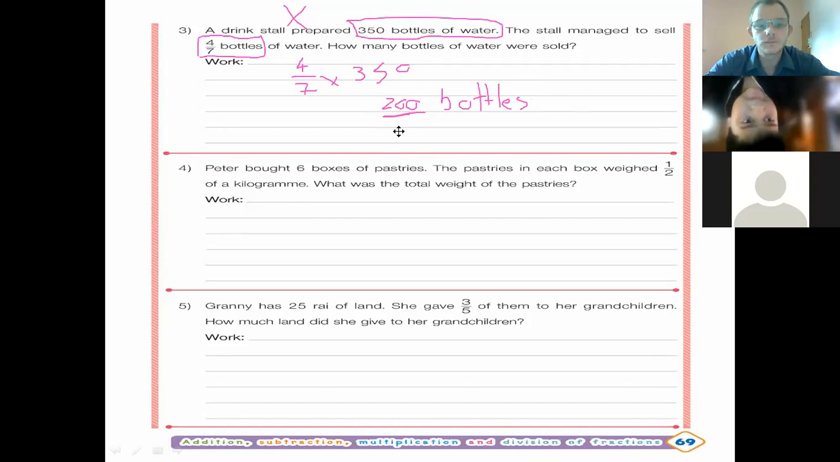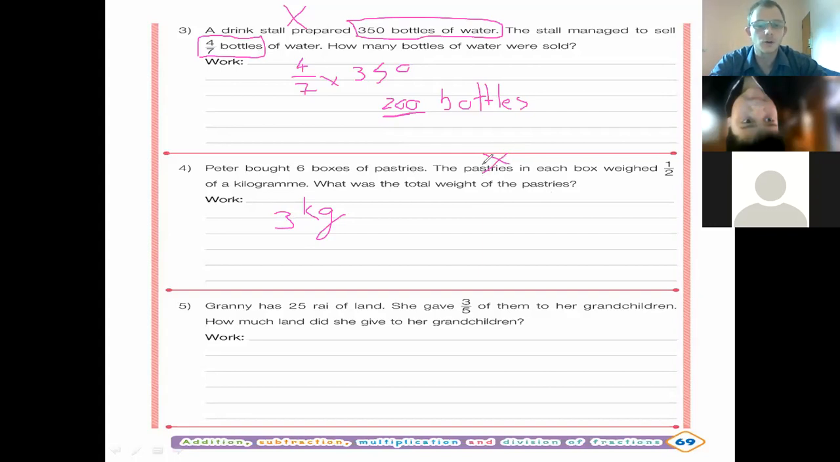For the next one, number 4. Peter bought 6 boxes of pastries. The pastries in each box weighed half a kilogram. What was the total weight of the pastries? Peter bought 6 boxes of pastries. The pastries in each box weighed half of a kilogram. What was the total weight of the pastries? It's 3 kilograms. Total weight is 3 kilograms. This one is also multiplication.